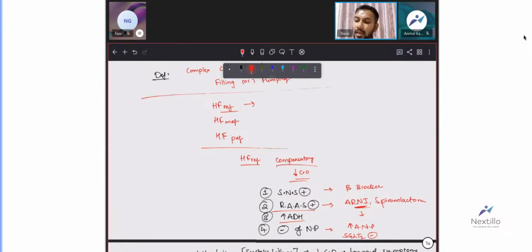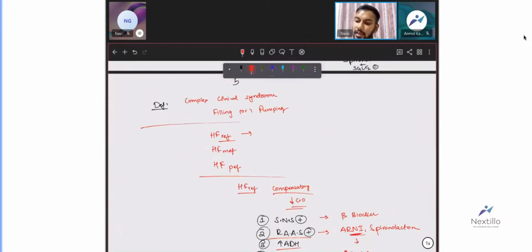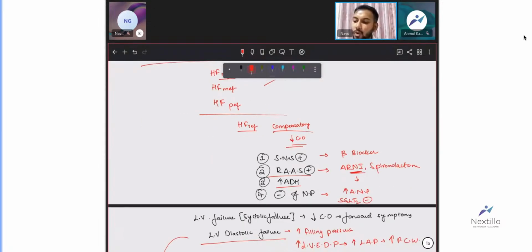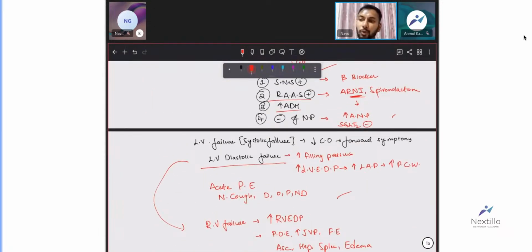So basically, this is heart failure in a nutshell. In 5 minutes. Yes, definition, classification, compensatory mechanisms, symptoms, and treatment. So if you know these 2 slides, you know everything about chronic heart failure. Yes. So this is about chronic heart failure.